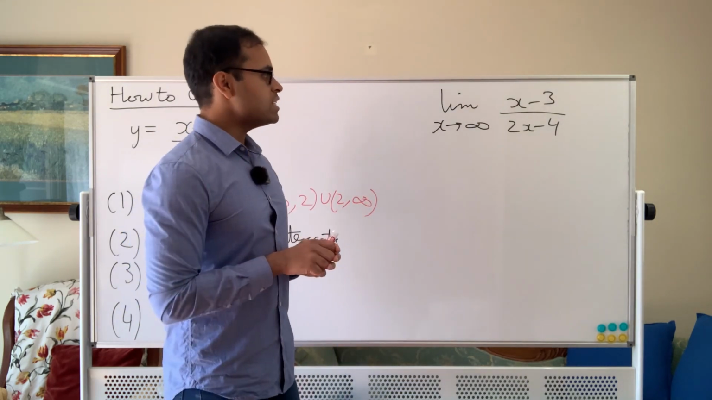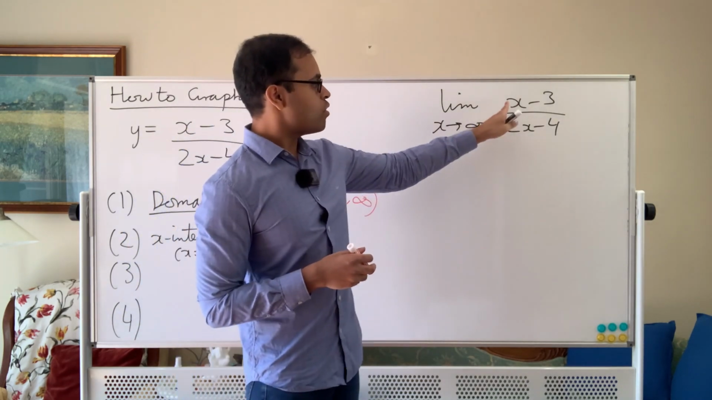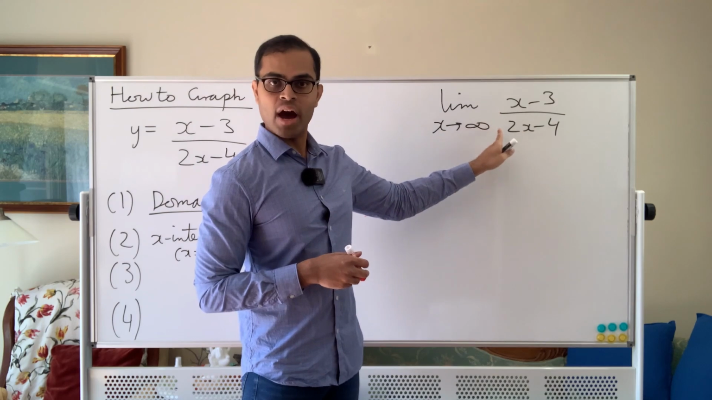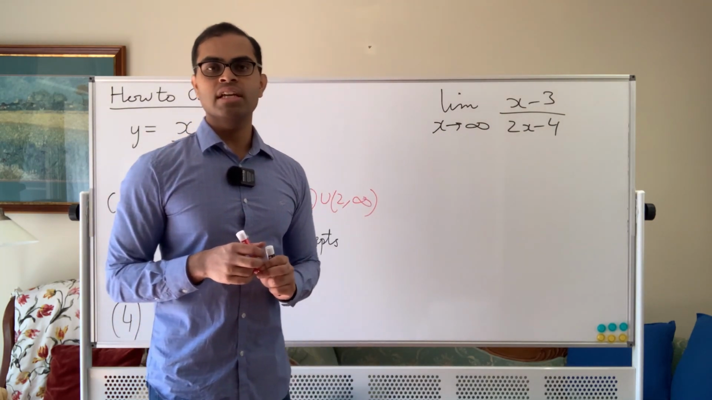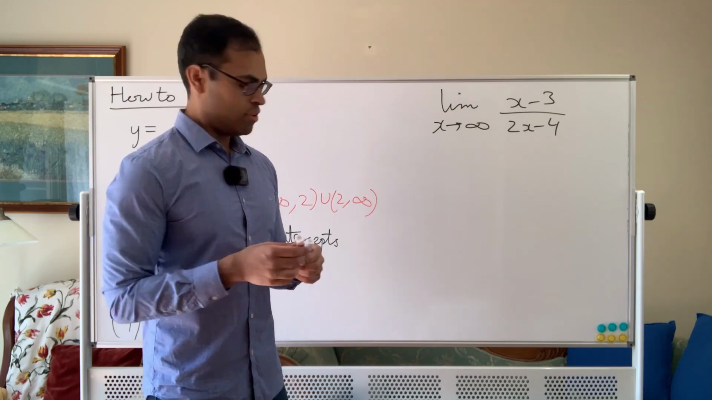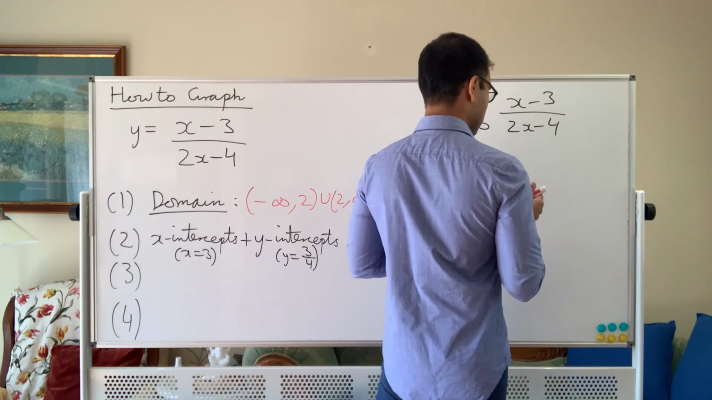So really, when you find such limits, you can just look at the coefficients of x. Here the coefficient is 1, here it's 2. It's going to become roughly x over 2x as x goes to infinity. So the limit is going to be 1/2. Okay, so this limit is going to equal 1/2.